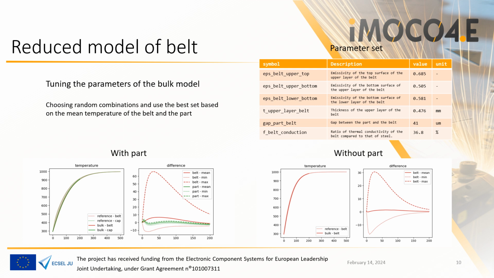In the graph showing the difference between the two models, we observe that the bulk model does a good job capturing the average temperature. It also does well with the temperature range, min and max, for the part. Although the temperature range for the belt isn't as accurately captured, it's considered less critical since our main focus is on accurately describing the part.